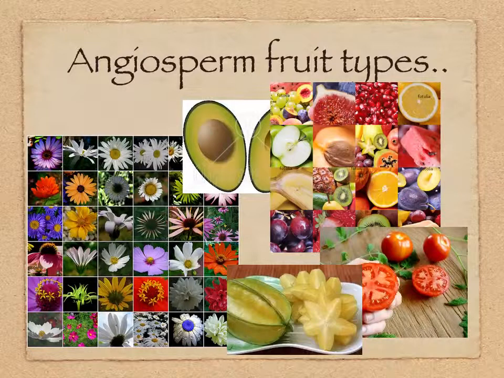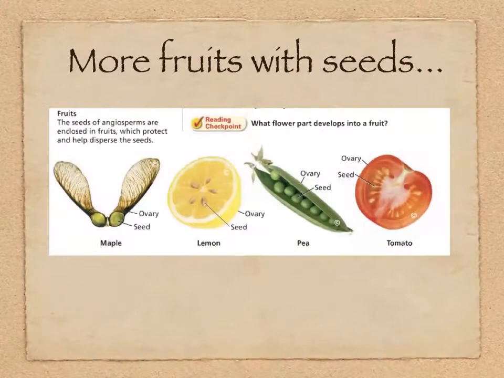And of course fruits run the gamut from things we don't think of as being fruits, like tomatoes and avocados, all the way to exotic things like star fruits. So what flower parts develop into a fruit? For the maple tree, it could be those things you see there, those twirly-whirlies.